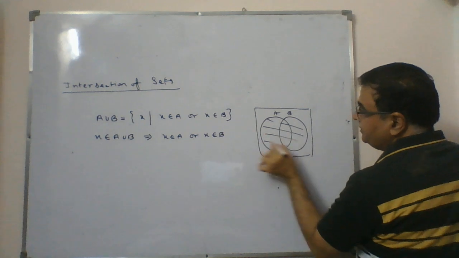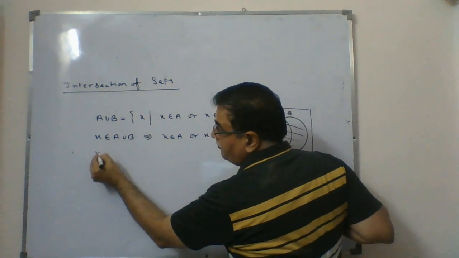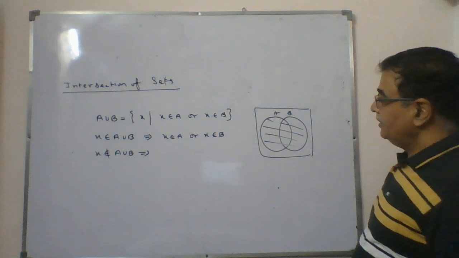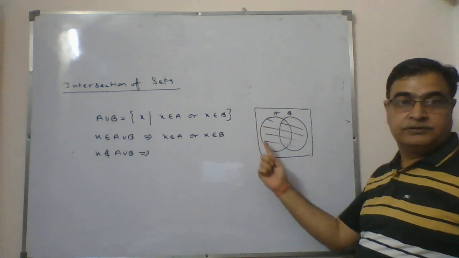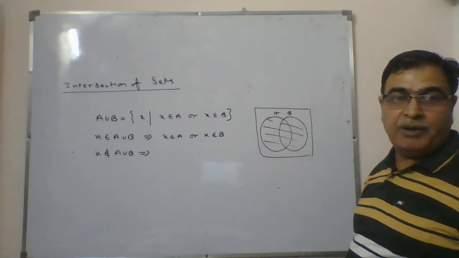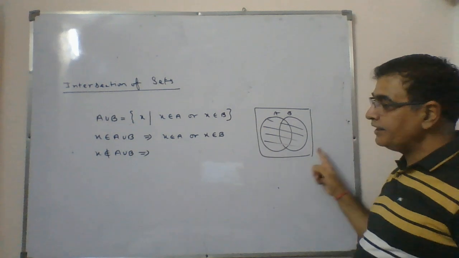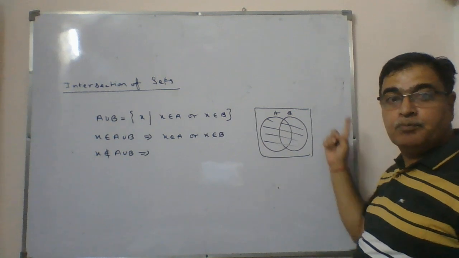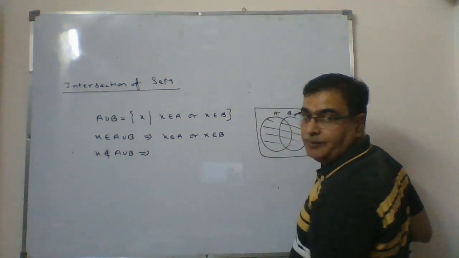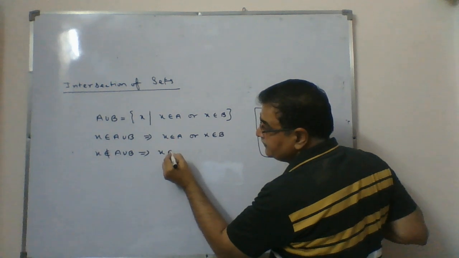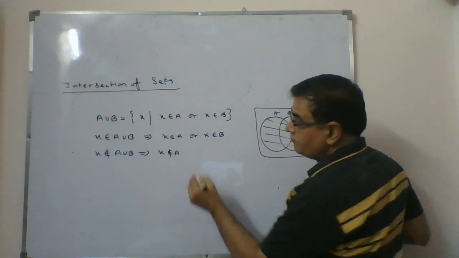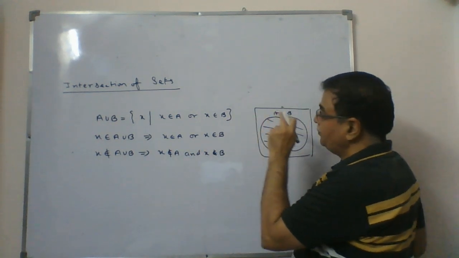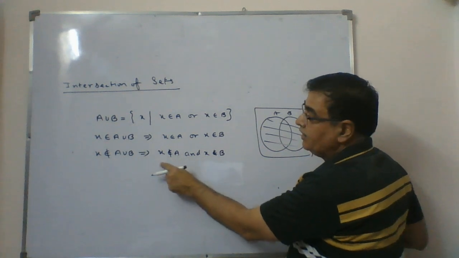Now, one more thing to note here. This was A union B. If I say some element does not belong to A union B, it means it is not here. If X is not a member of A union B, it will be somewhere outside. That means that element can never be in A nor in B. So whenever we say X is not an element of A union B, we should say X is not an element of A and it is not an element of B, because it should not be in A, not in B. So OR will not come, it will come as AND.